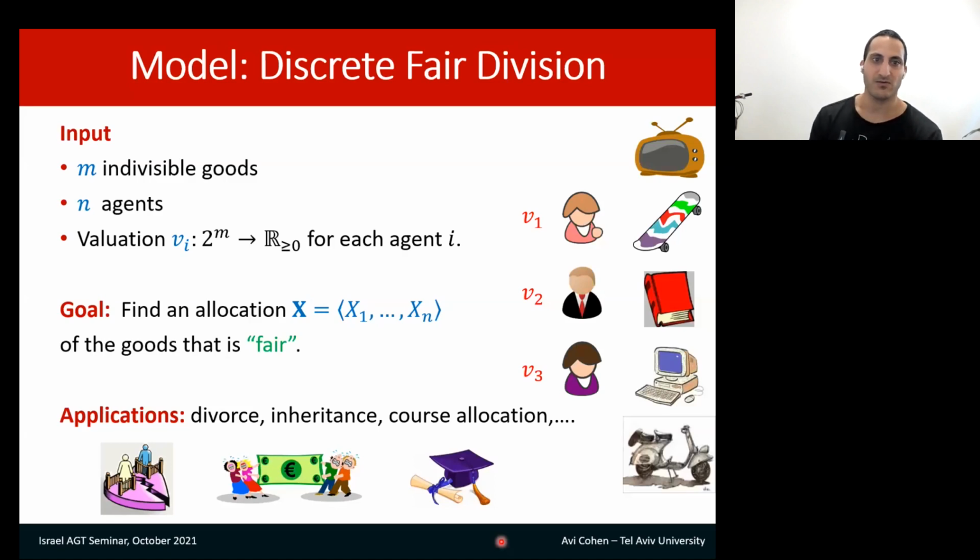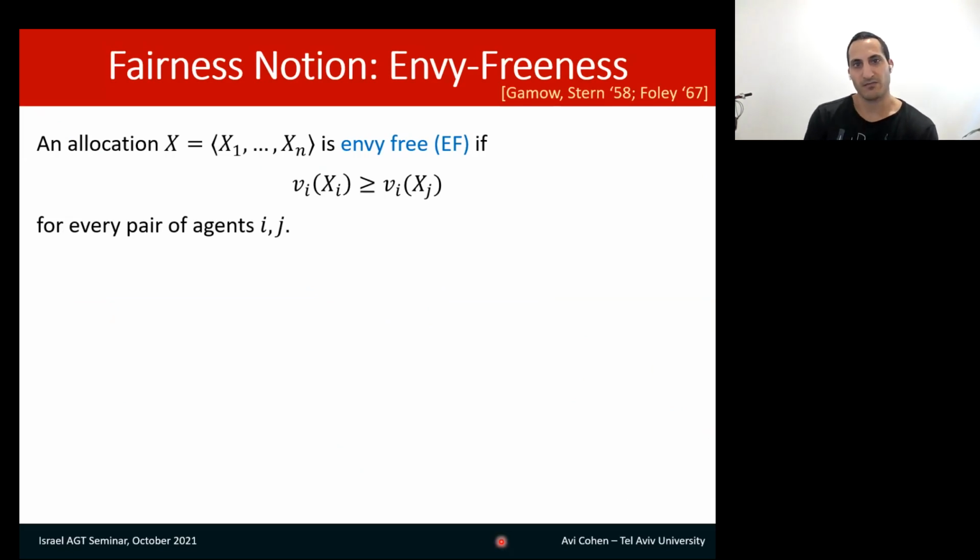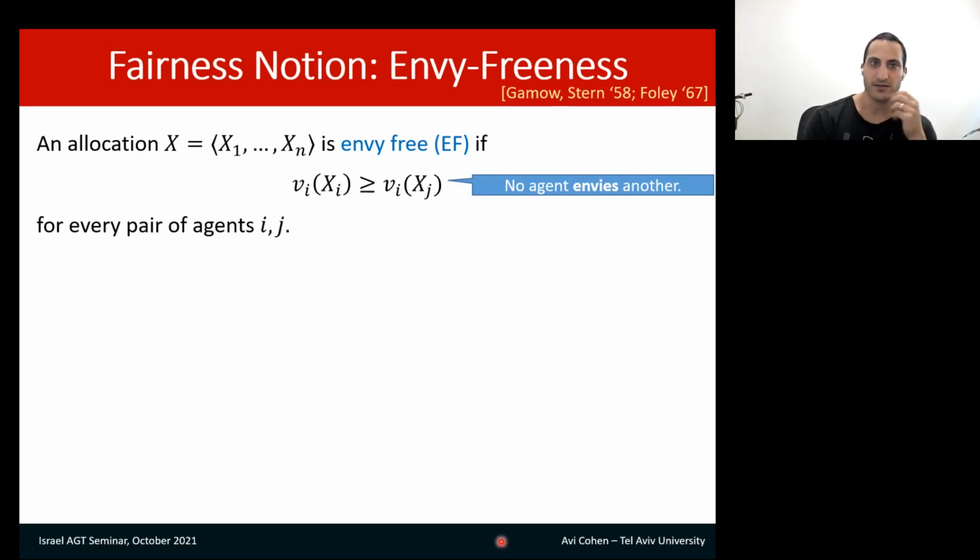Okay, so let's go into what we mean by fair. One of the most well-known, most well-studied notions of fairness in fair division is Envy-Freeness. An allocation is envy-free if for any two agents i and j, agent i prefers her own bundle xi to the bundle of agent j, xj, or in other words, no agent envies another agent.